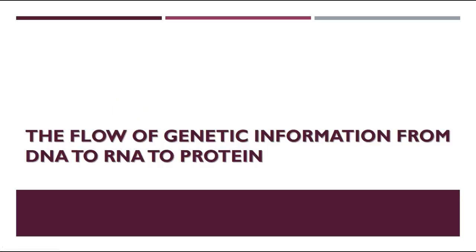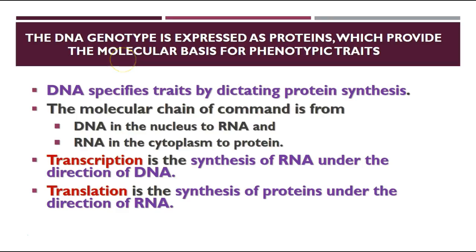Now that we've learned how DNA is structured and how it copies itself, let's talk about how DNA is used to make proteins. So this is called the flow of genetic information. All right. So the DNA basically specifies traits by dictating a process we call protein synthesis. The chain of command in this whole process is DNA in the nucleus is copied into RNA, and the RNA in the cytoplasm directs the synthesis of the protein.